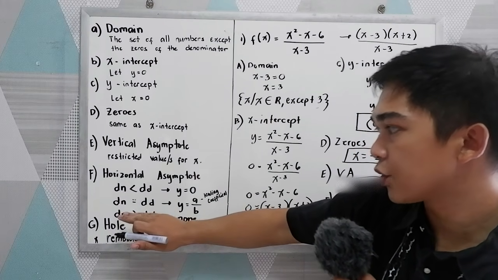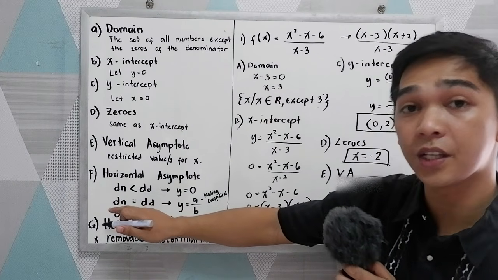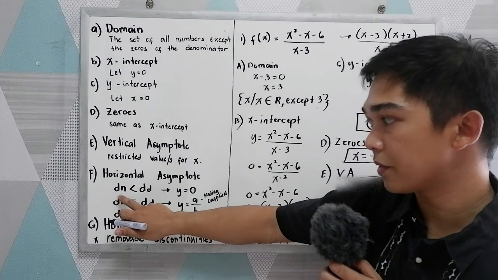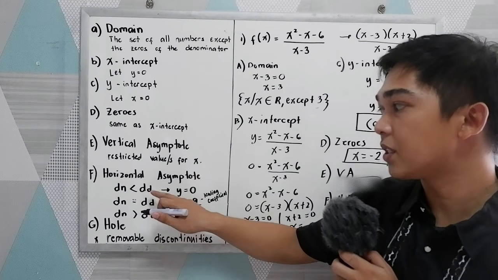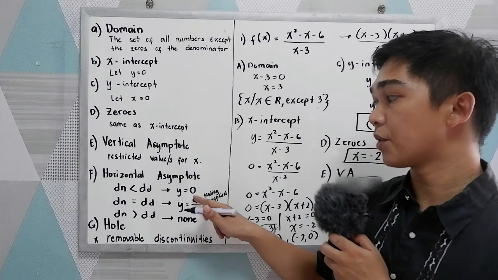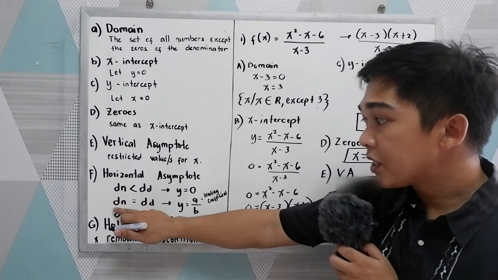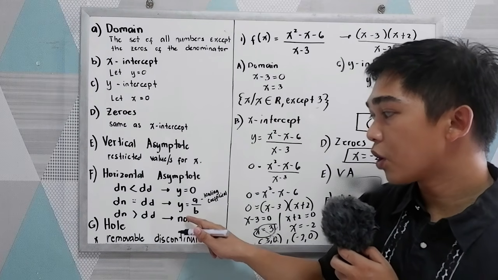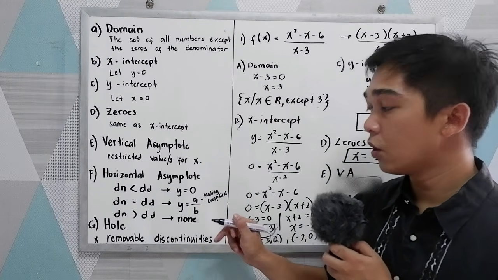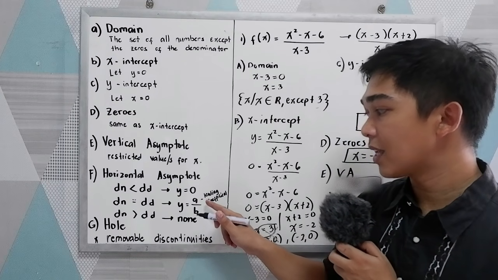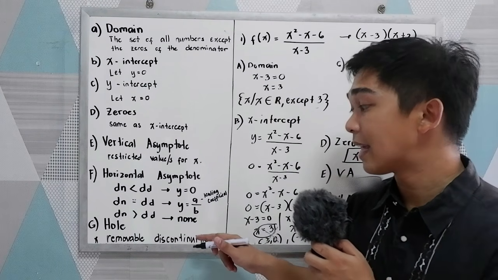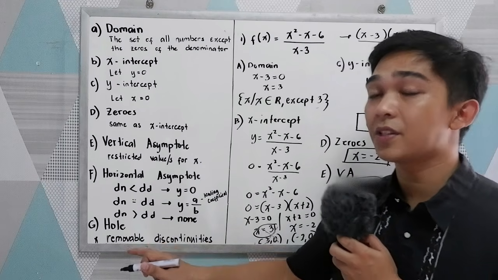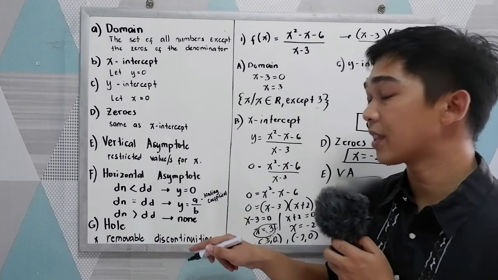Let's have our first condition. D here stands for the degree, and n stands for the numerator. If the degree of the numerator is less than the degree of the denominator, our y is equal to 0. If the degree of the numerator is equal to the degree of the denominator, we're going to use a over b, where a is our leading coefficient in the numerator and b is the leading coefficient in the denominator. And if the degree of the numerator is greater than the degree of the denominator, we don't have a horizontal asymptote.